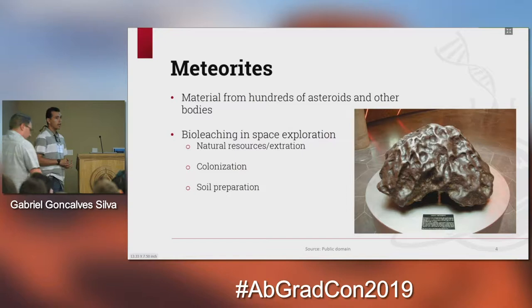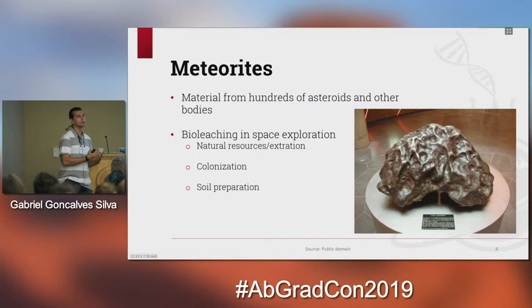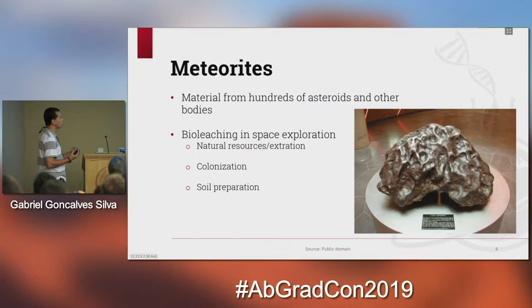When we're thinking about the use of these microorganisms in the context of space exploration, we need to look at our museums and our collections of meteorites to see the hugely varied materials that come from space. We can learn from these meteorites about the composition of these rocks, of these asteroids, these planets. This material represents hundreds of different kinds of asteroids and other bodies from the solar system, like the Moon and Mars, and we have pieces of rock from these places here on Earth.